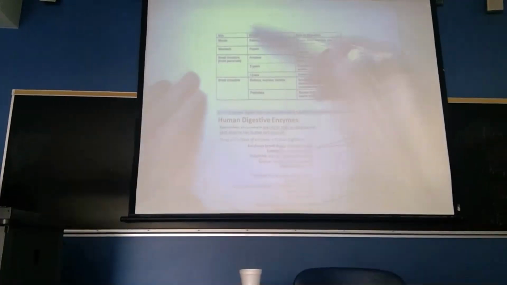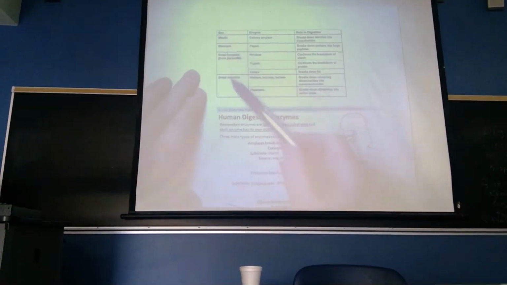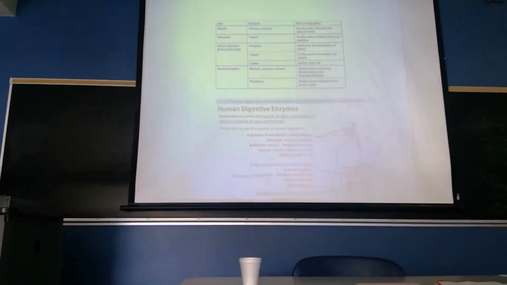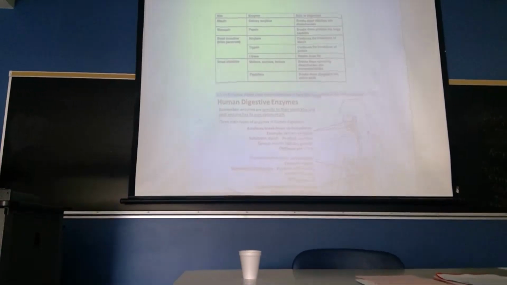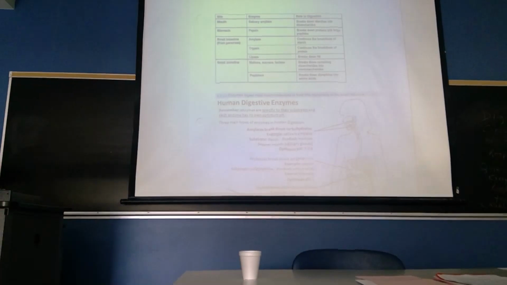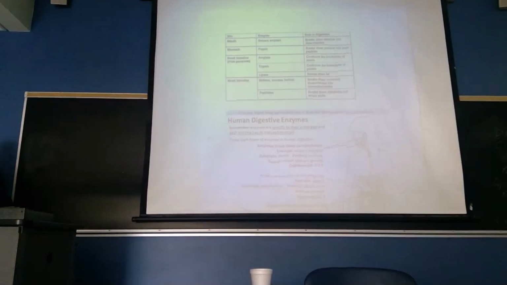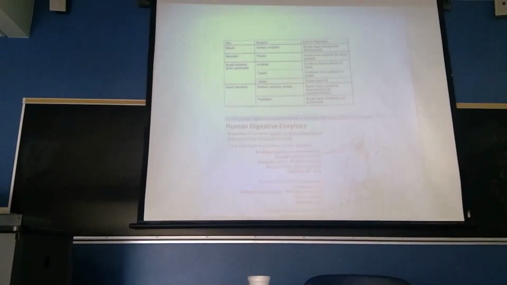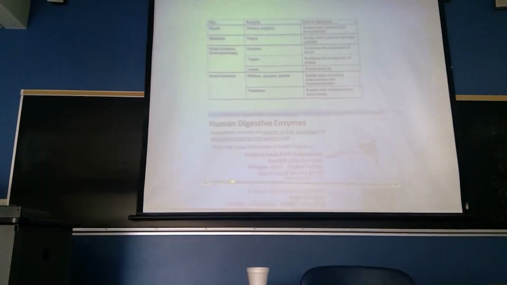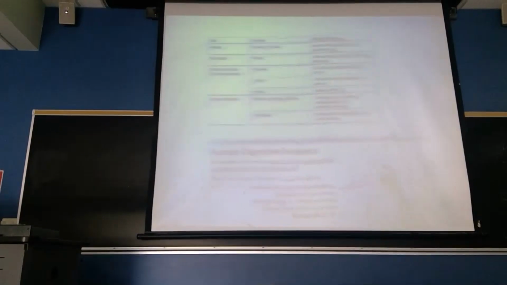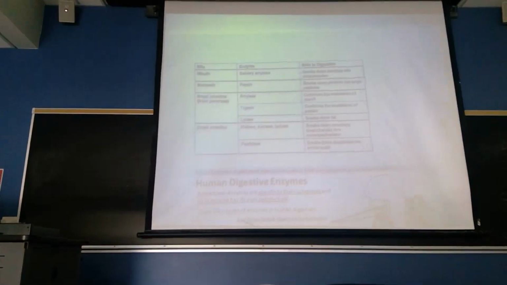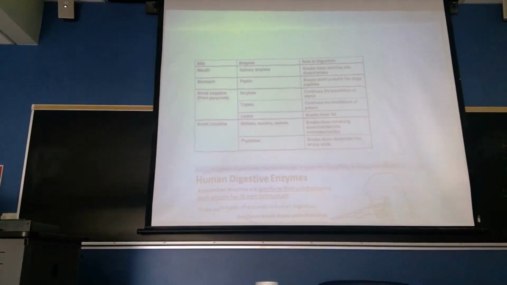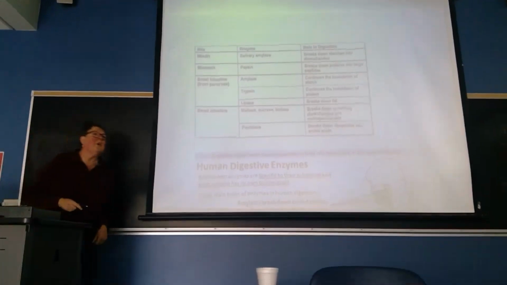Okay, for this one, the different parts, this is the mouth, salivary amylase, and what happens up here is that the salivary amylase affects, make that bigger. Is that big enough? The amylase attacks starch.